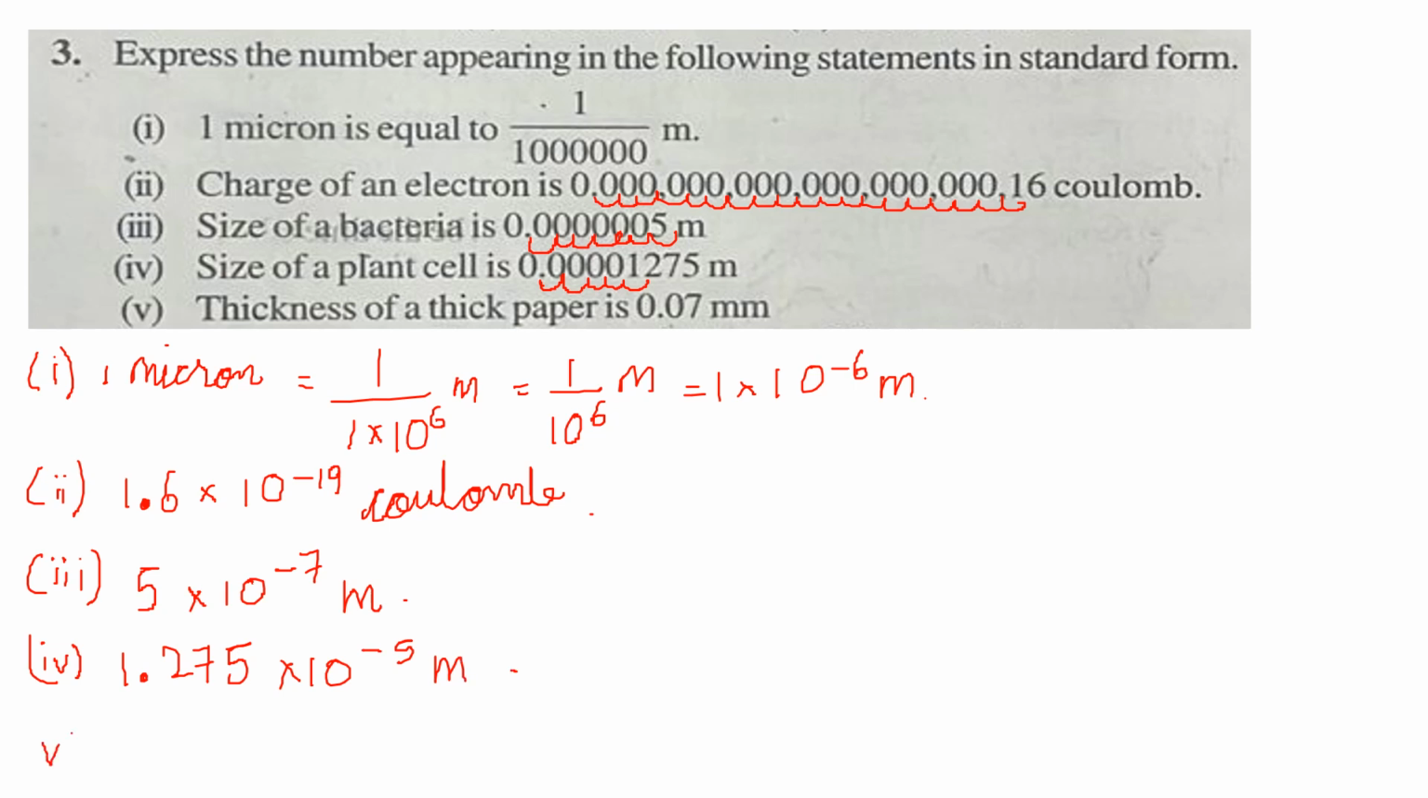And the fifth question is, thickness of a thick paper is 0.07 millimeter. So this can be written as 7 into 10 to the power, how much? Again, just count how many places the decimal has moved. So it is 1, 2 places. So 7 into 10 to the power minus 2 millimeter is the answer for this question.